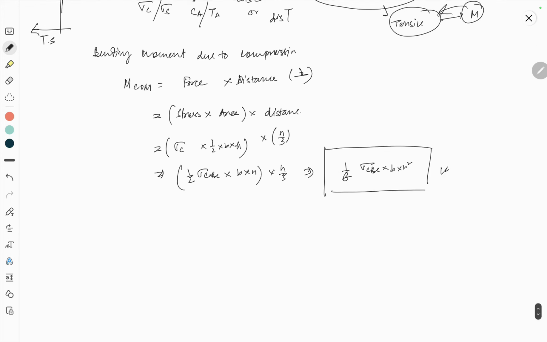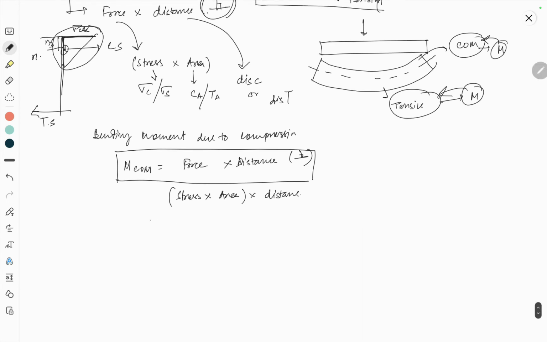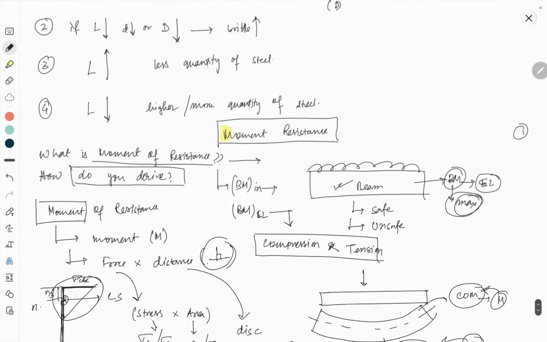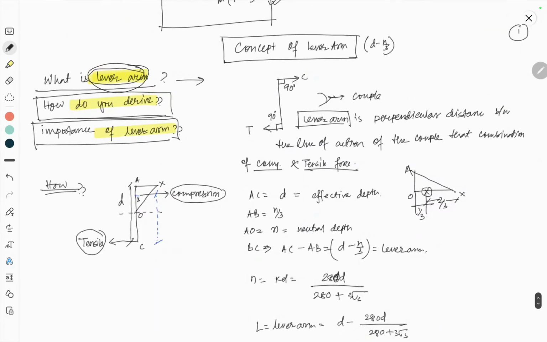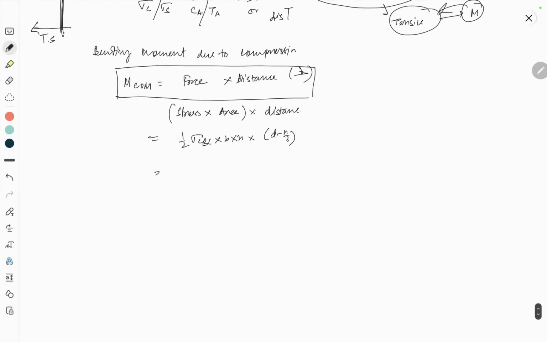If you want to remember this value, fine. Otherwise, just go with the fundamental, that force into distance. So now it will be very clear to you how you find the moment of resistance due to compression. This equals half sigma cbc into b into n into distance, meaning this lever arm. That is why in the last video I talked about the lever arm. The lever arm value should be d minus n by 3. So it equals half sigma cbc b n into (d minus n by 3). Yeah, that's it.